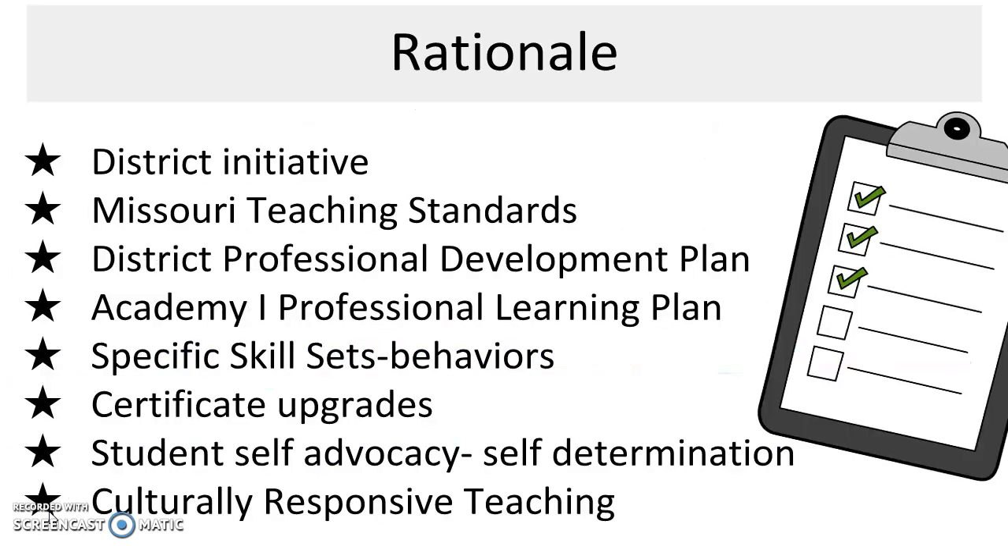In a nutshell, the rationale behind Classroom Learning Systems is the following. It is a district initiative. It works with the Missouri Teaching Standards and supports both district and your Academy One professional learning plans. You will learn a specific skill set, including behaviors that you will show during implementation, which would support certificate upgrades. This will also support student self-advocacy and self-determination needs, while also encouraging culturally responsive teaching.